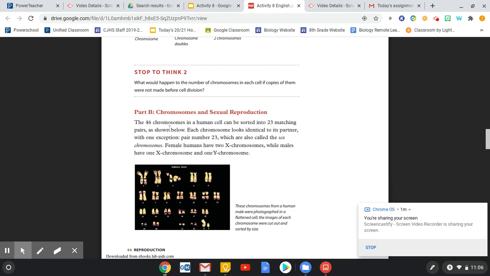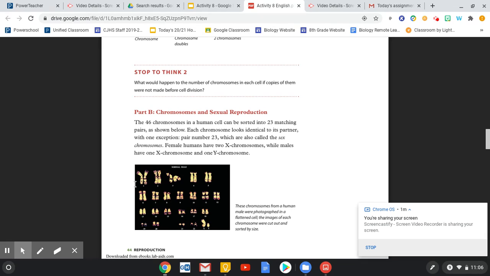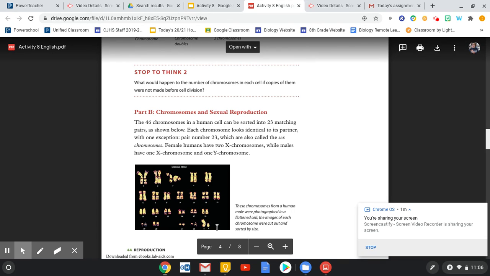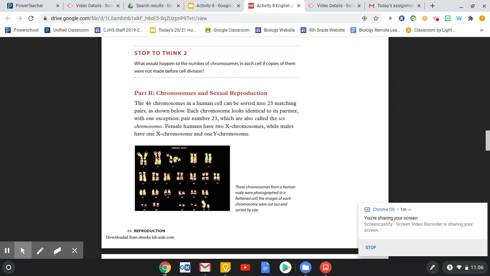So the 46 chromosomes in a human cell can be sorted into 23 matching pairs. Now I want you to understand, these are still single chromosomes. They haven't replicated, but there's pairs because you get one of each chromosome from each parent. Each chromosome looks identical to its partner with one exception, pair number 23, which are also called the sex chromosomes. Female humans have 2 X chromosomes, which are the bigger ones, while males have 1 X chromosome and 1 Y chromosome.